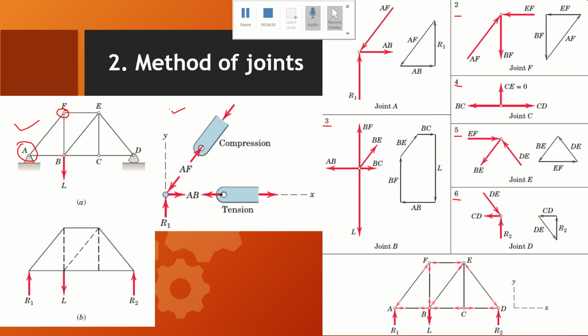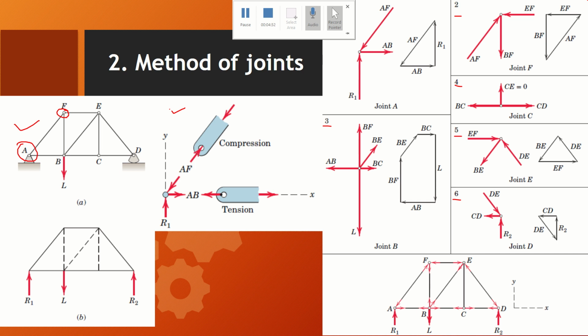Note that the isolation of joint C shows that the force in CE is 0. When the equation sum of forces along the y-axis equals 0 is applied, the force in this member would not be 0, of course, if an external vertical load were applied at it.